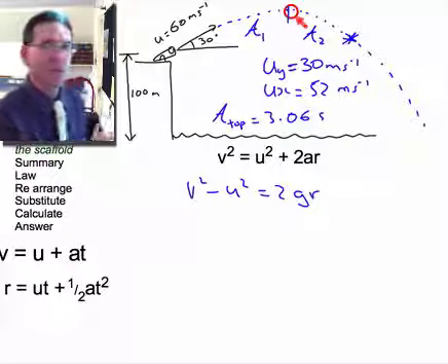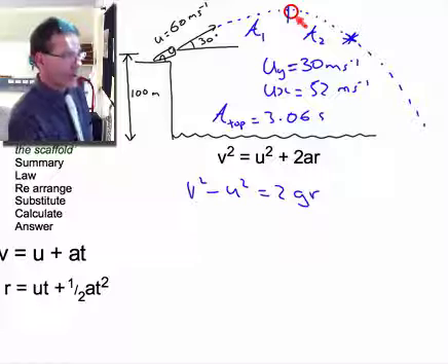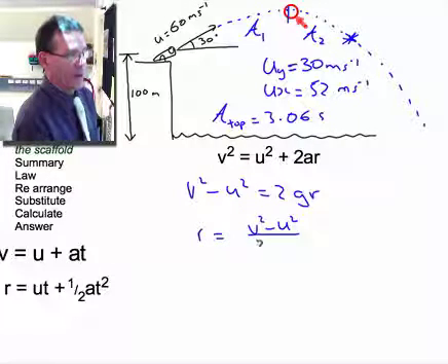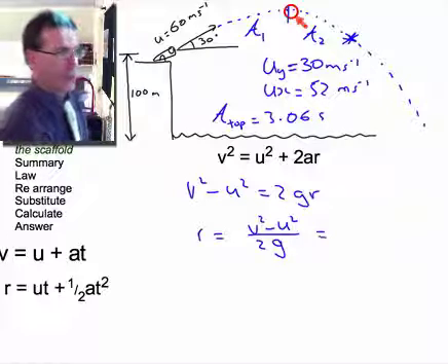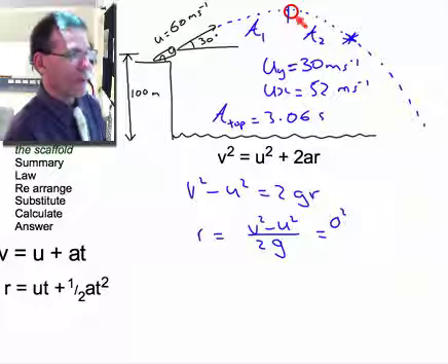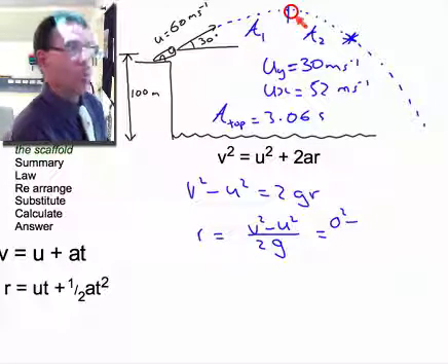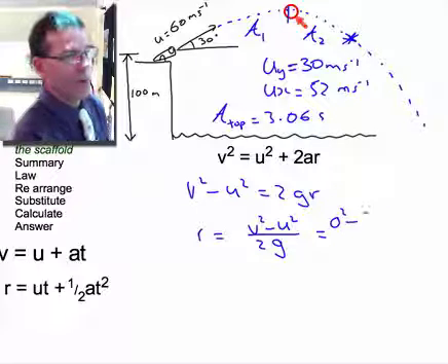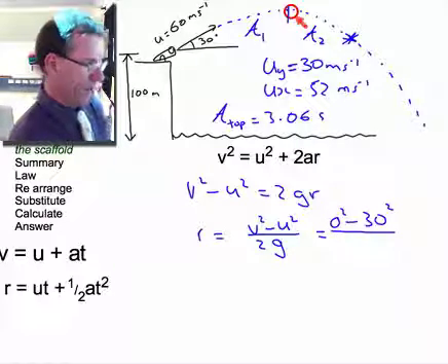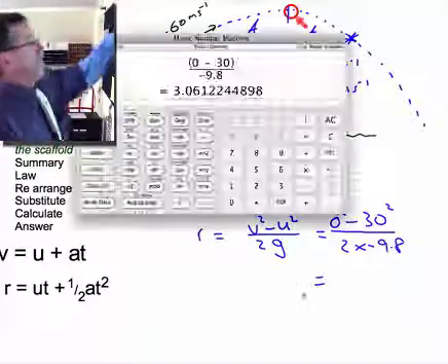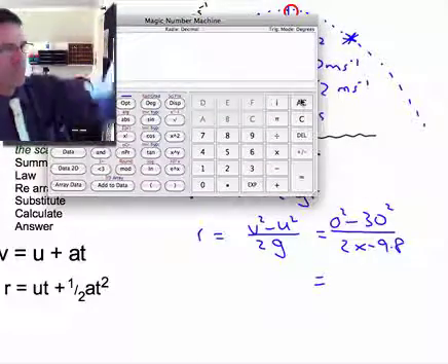This is what we're looking for, that change in displacement above the ground. So ry equals v squared minus u squared divided by 2g. We're considering getting up to the top of the flight, so our final velocity is 0. Our initial velocity in the uy component is 30, squared, divided by 2 times minus 9.8. Let's see what that comes out at.